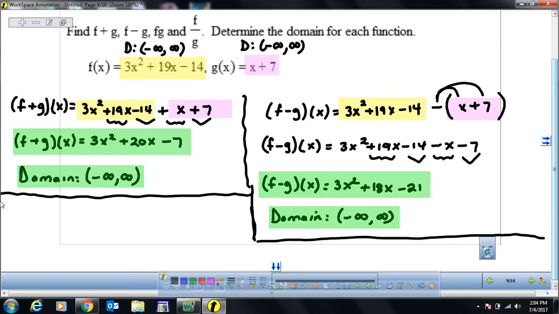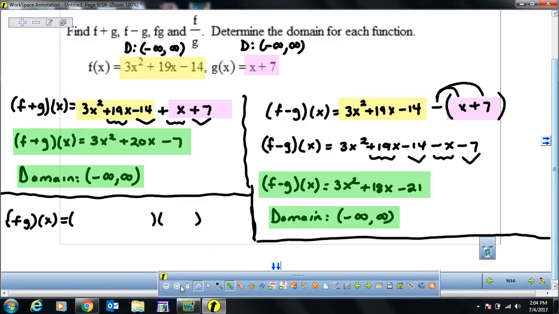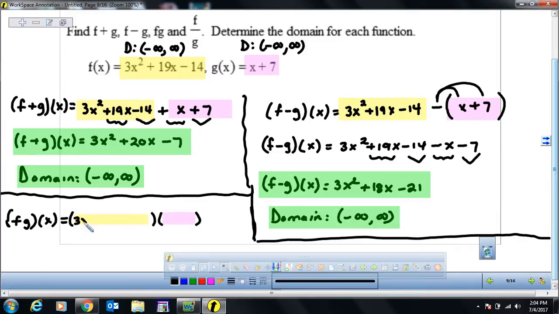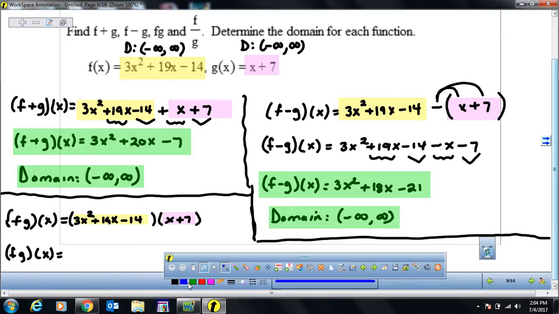Now the next function is going to be fg. So we're going to do the product. So we're going to find the function fg of x, meaning that we're going to multiply the functions f of x times g of x. So we're going to multiply 3x squared plus 19x minus 14 times x plus 7. Okay, so let's go ahead and multiply these two functions.